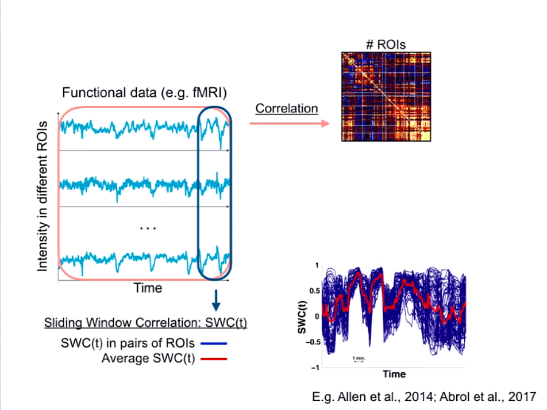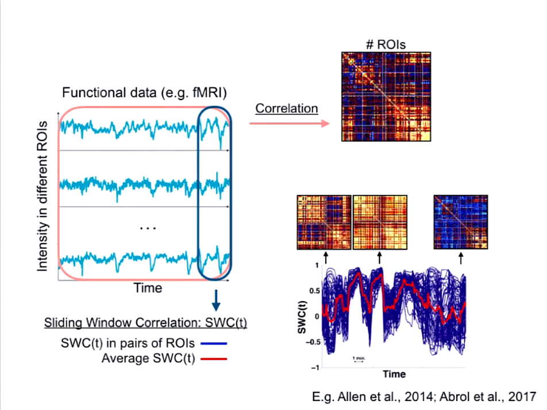And here we see that the brain exhibits different functional connectivity patterns. For example, in the middle of the scan, the connectivity seems to be on average higher, and at the end of the scan, we have on average lower connectivity.